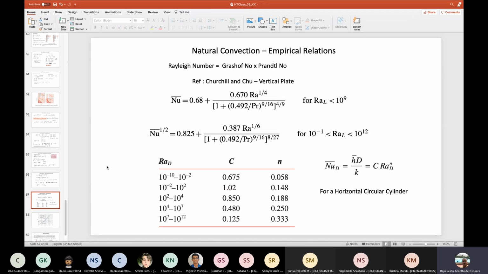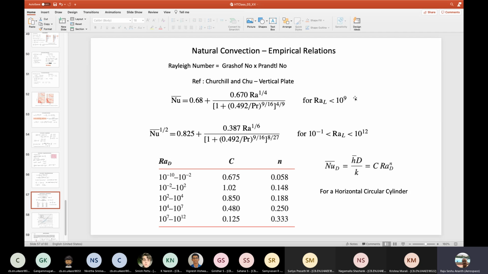So empirically, there are a lot of empirical relationships for natural convection. One number defined is the Rayleigh number, which is the Grashof number multiplied by the Prandtl number. Okay, so this Churchill and Chu correlation for a vertical plate: the Nusselt number is some constant, 0.68, plus this, the Rayleigh number to the power of 1/4. So the Prandtl number and Grashof number come in here, and then 0.67 comes in. There is a denominator based on the Prandtl number. It's kind of complicated.